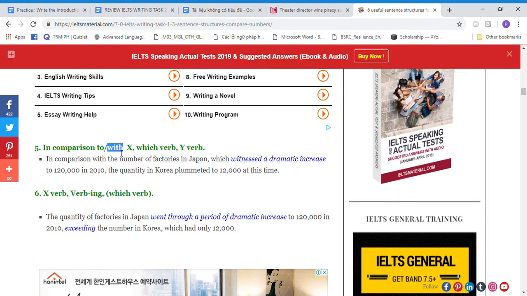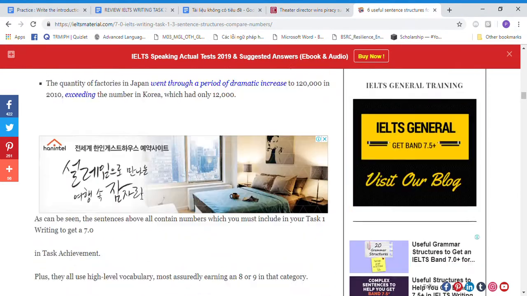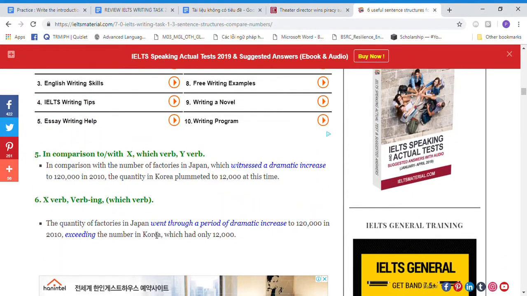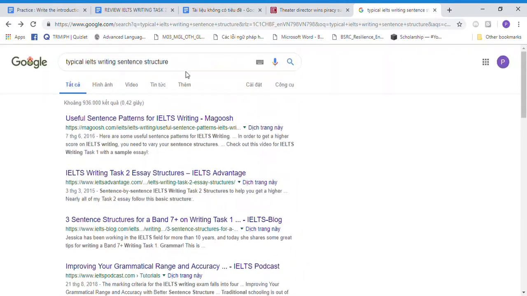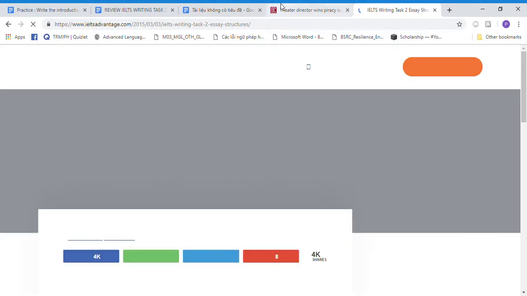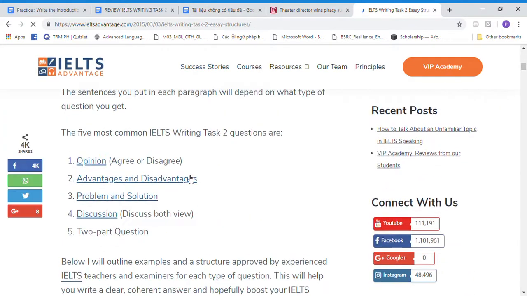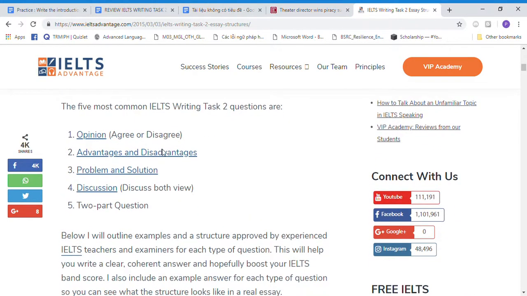In comparison, everything here is not enough. The structure on this page is not enough, but it is okay. It is decent. So this is just about easy structures. Yeah, let's talk about all the types of IELTS writing test 2 that I'm going to talk about today.